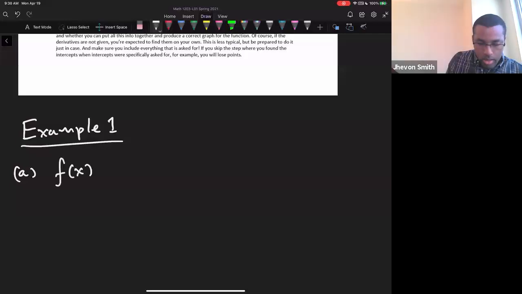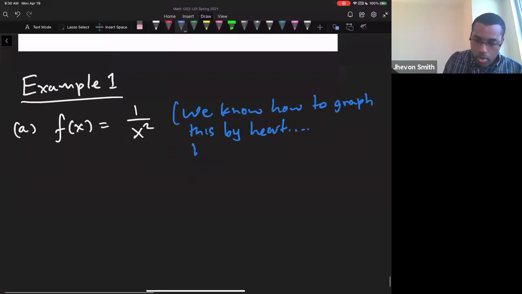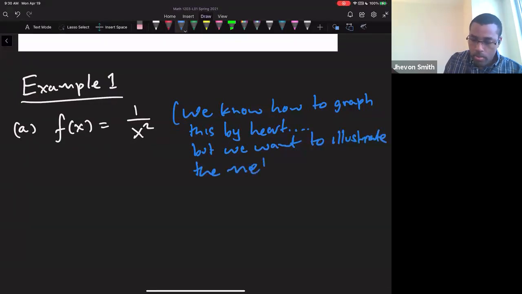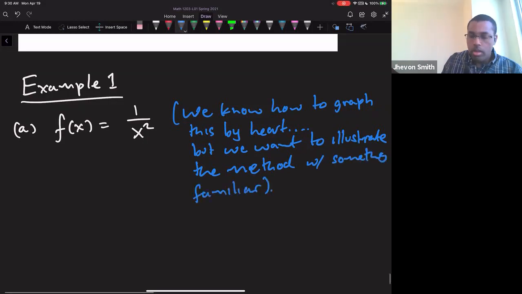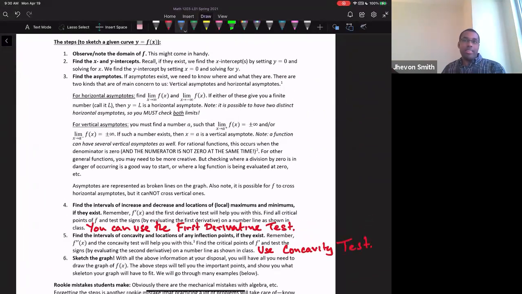So this is f of x equals 1 over x squared. Now, of course, we know how to graph this already. But we want to illustrate the method with something familiar. So we're going to just graph something easy. We know how to graph it already. We already know what this should look like. But let's see if going through this six-step process, we could actually figure out what that looks like.